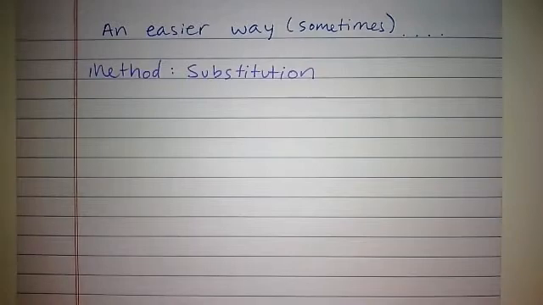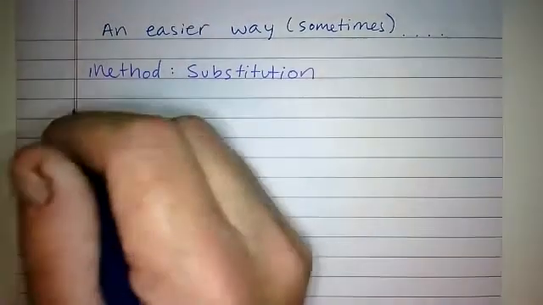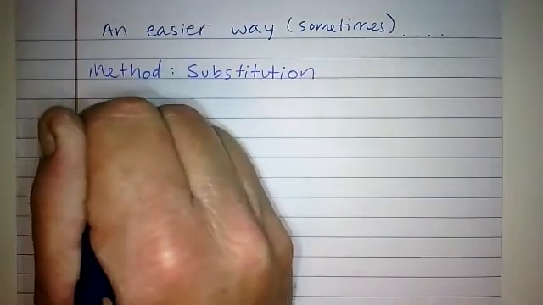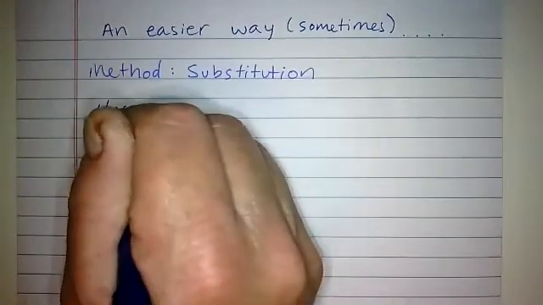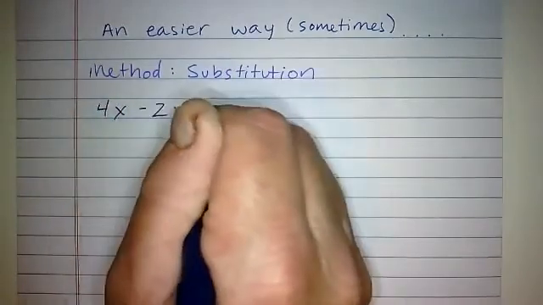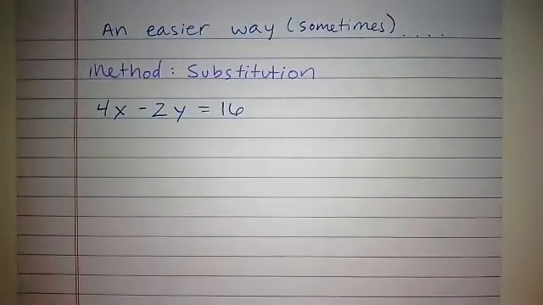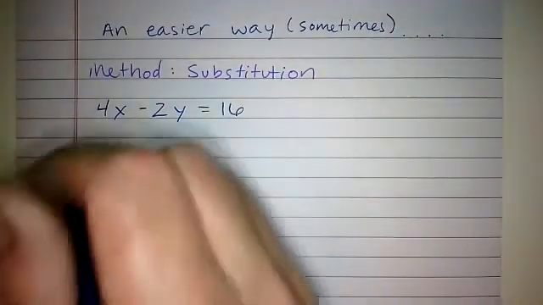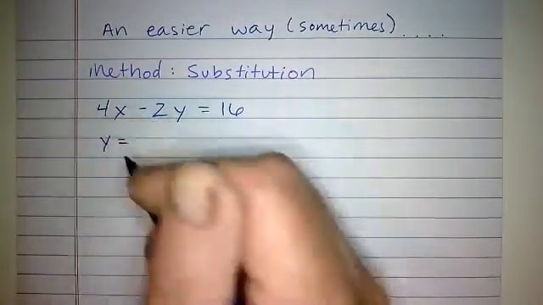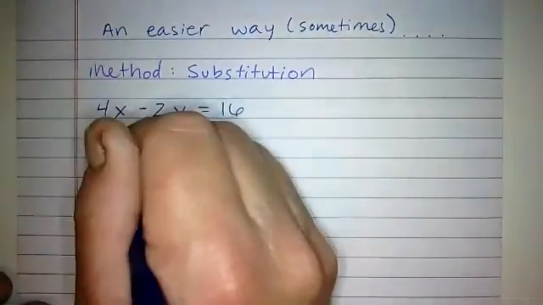So we're going to look at the exact same problem that we started with in our warm-up. So here was that problem again. It said 4x minus 2y equals 16. And the other equation that we started with said y equals 4x minus 20.